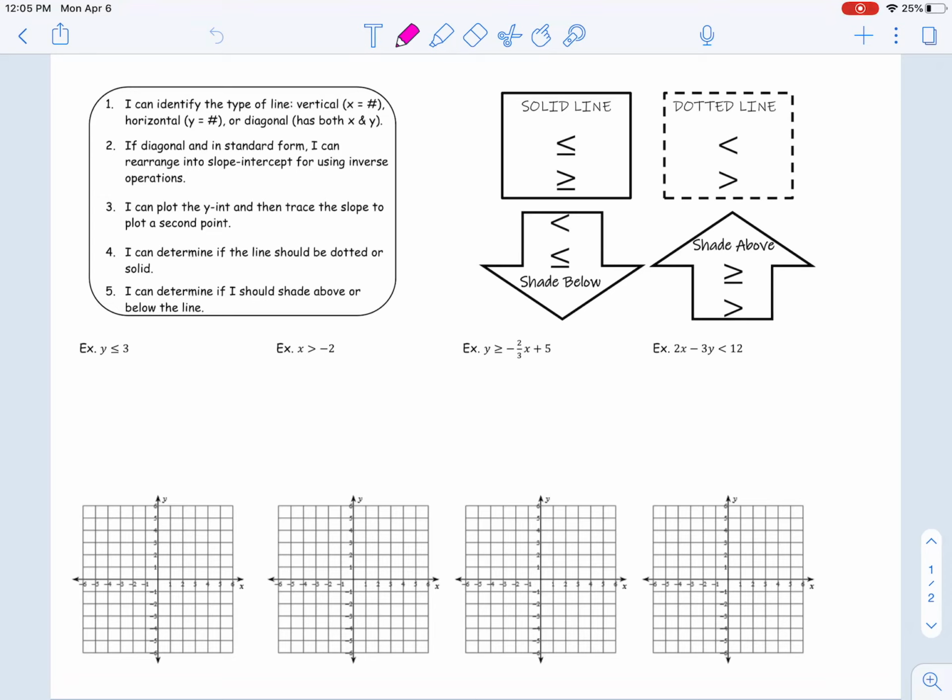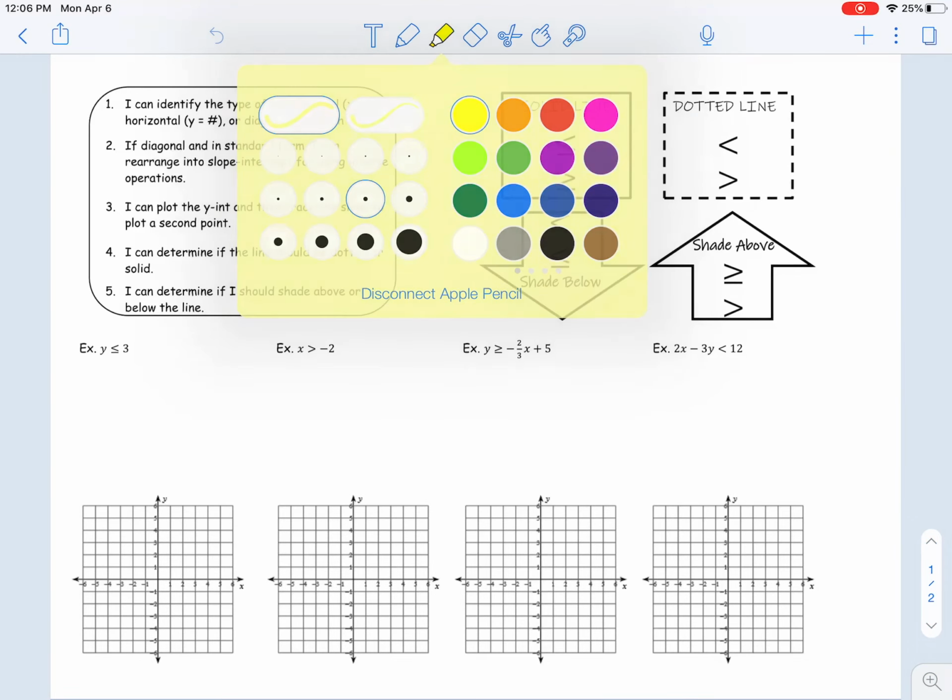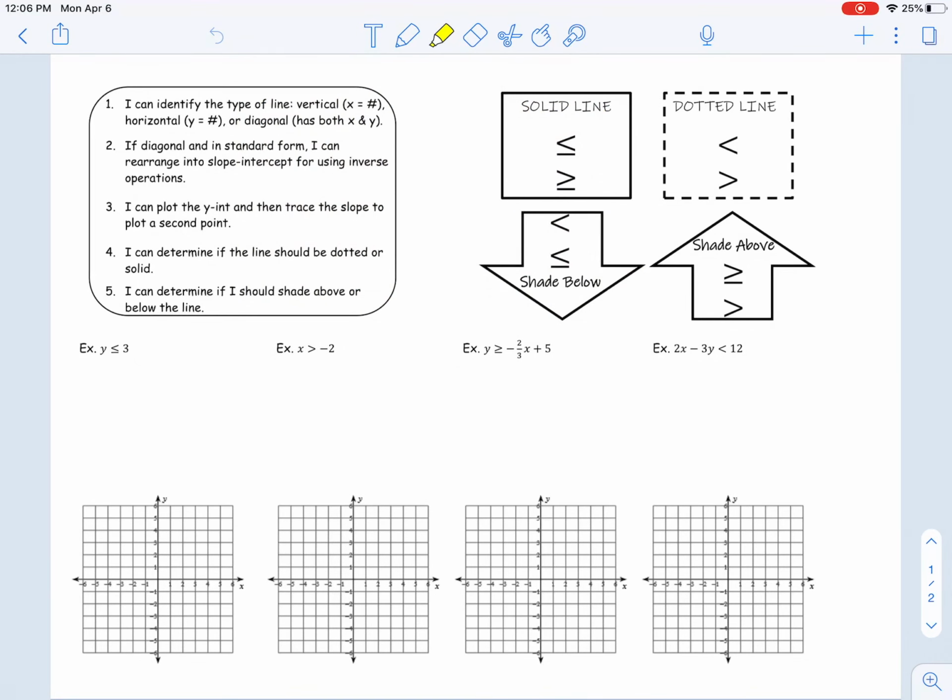We need to determine if the line should be dotted or solid. And if you look at the right, solid lines are inequalities that have or equal to. So less than or equal to, greater than or equal to, those are all going to have a solid line. And the way that we like to think about that is if you see the solid line underneath, the line should be solid. If you do not have the line underneath or the or equal to, then you have a dotted line. Okay, number 5, determine where to shade.